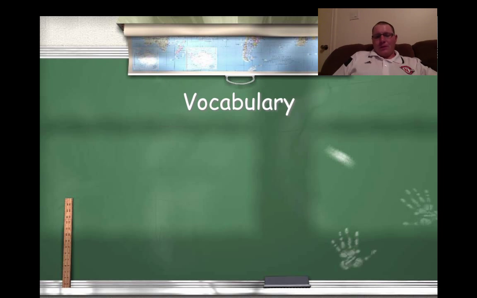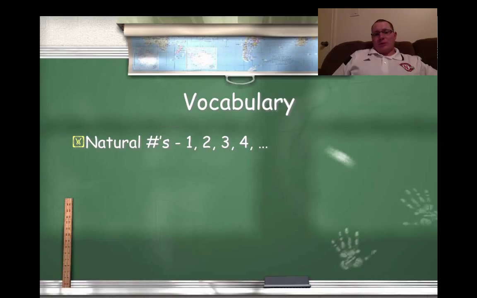These are called natural numbers. Natural numbers are 1, 2, 3, 4, also known as counting numbers. These are numbers you've been using since you were a little kid. You just didn't know that they were called natural because they come to us naturally.